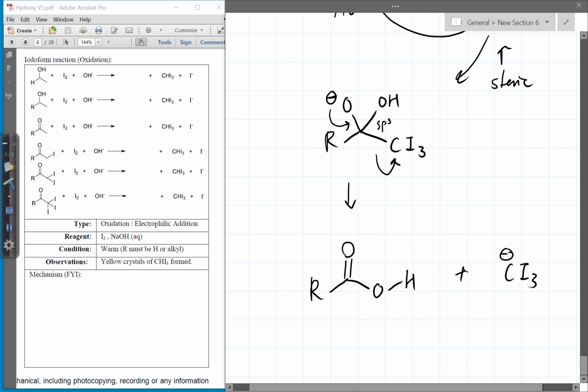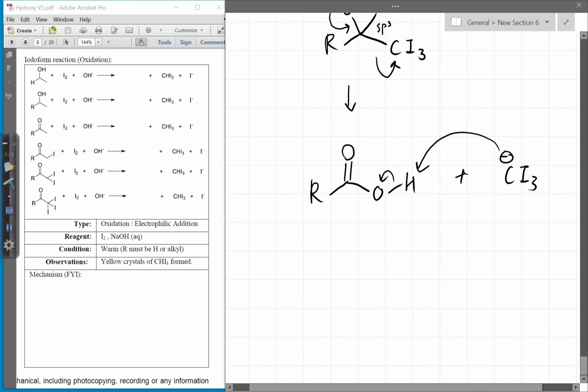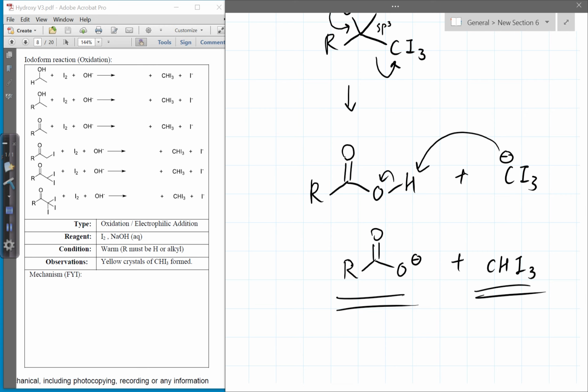So now CI3 minus can act as a base to deprotonate this hydrogen. Once this deprotonation is complete, what you'll get is this carboxylate plus your CHI3. And that's how your CHI3 is obtained, and that's how your carboxylate product is obtained. Now the main point is, why do the bottom 3 react in the same way?